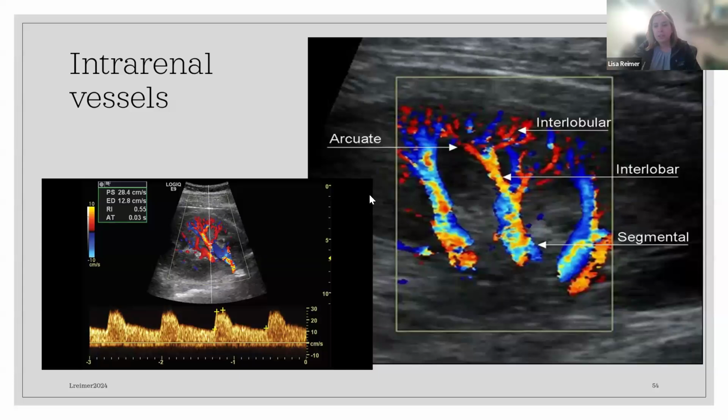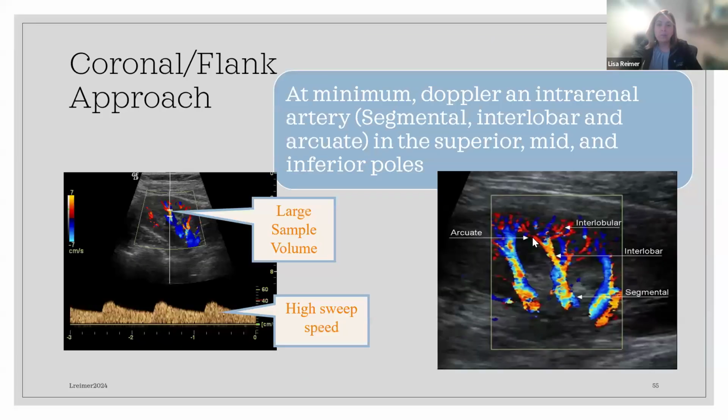So this is a gorgeous picture, again from the internet, with the segmentals, the interlobar and the interlobular. The arcuates are going to cross horizontally over the base of the pyramids. So your indirect assessment will be something intrarenal. All of this will be done by a coronal or flank approach along the mid-axillary line.